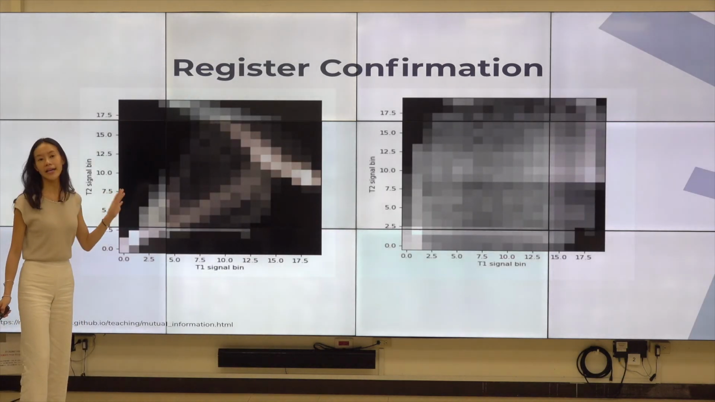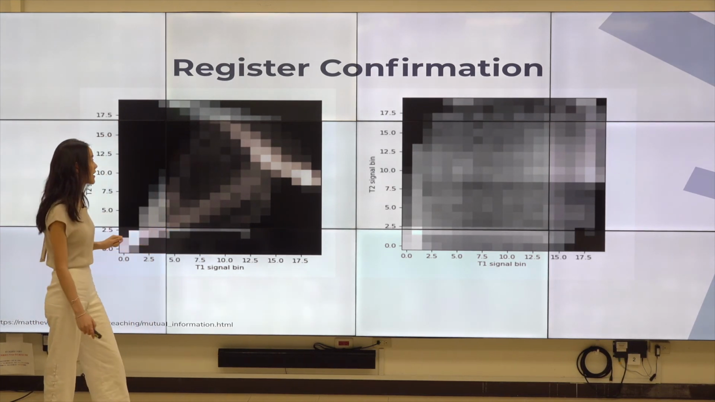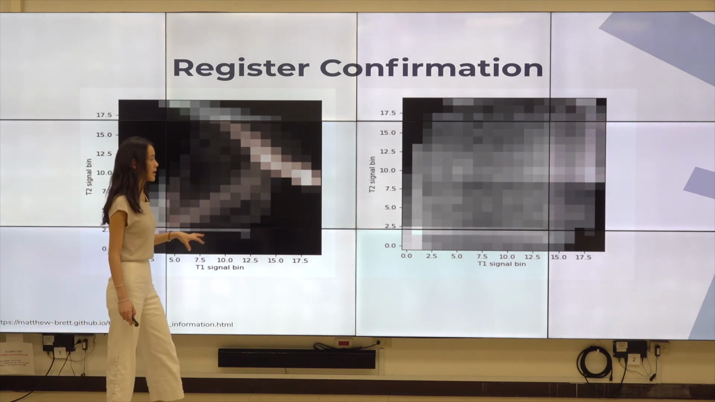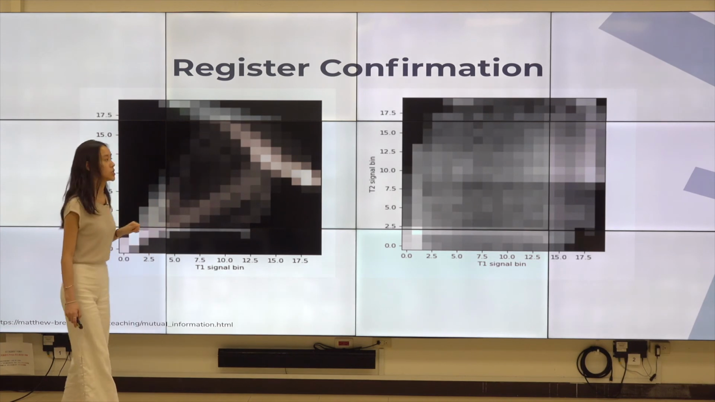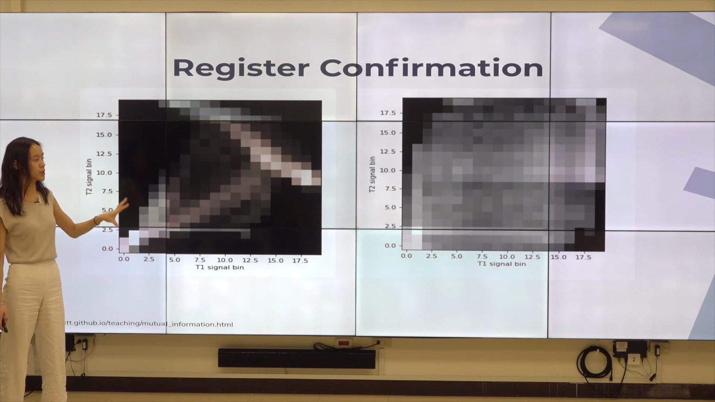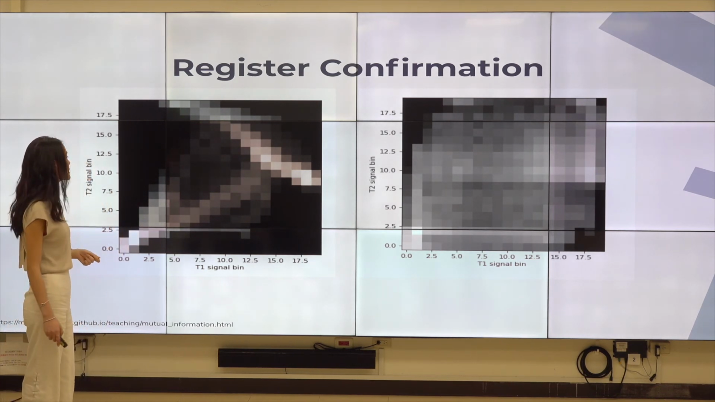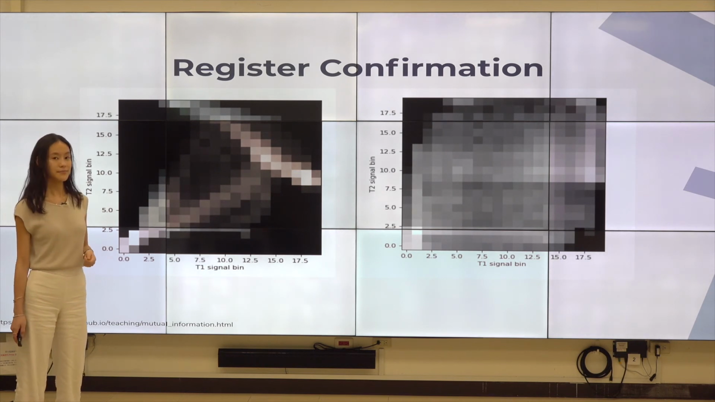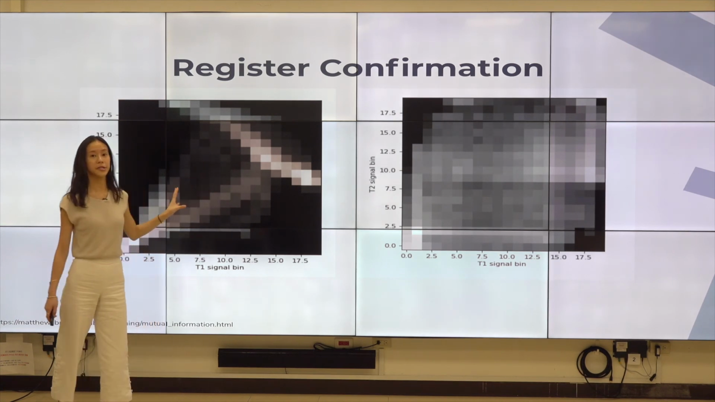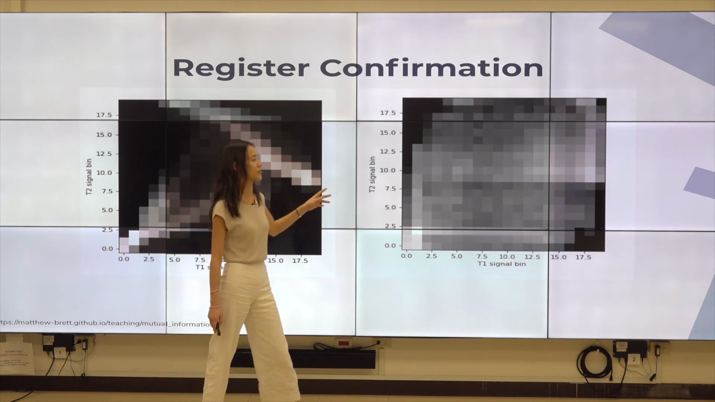So, going back and emphasizing the whole idea of image registration and mutual information, to confirm that our images have been registered, a lot of the time we would look at these pixelated images. Do you think the left side or the right side has been more registered? Which one do you think has a better registration output? Yeah, I would agree with you. This image is a lot clearer in terms of the colors and the clarity, whereas this one has a lot more grayscale to it.